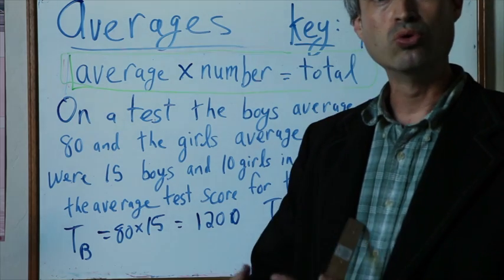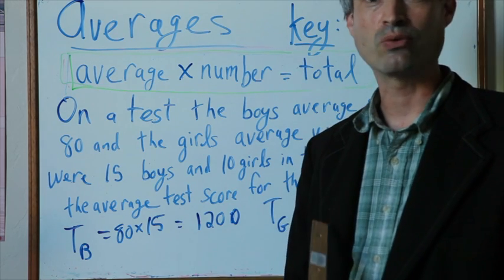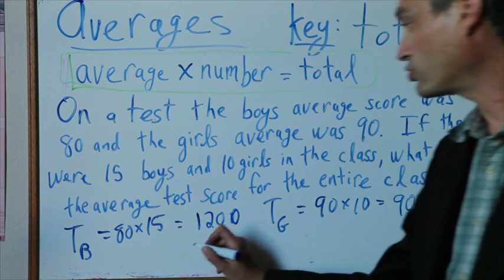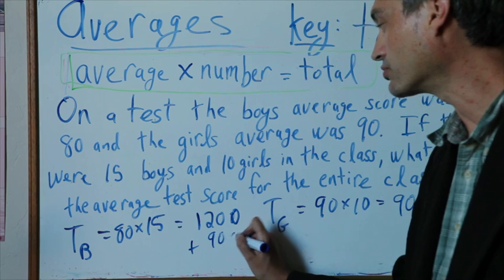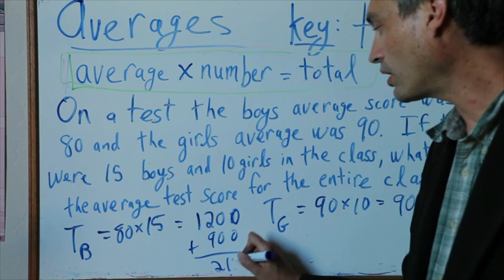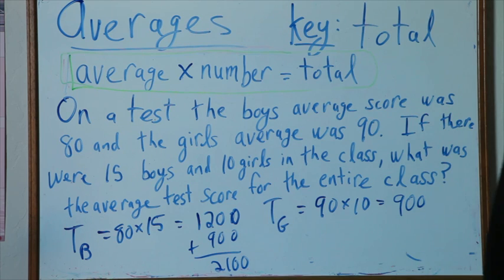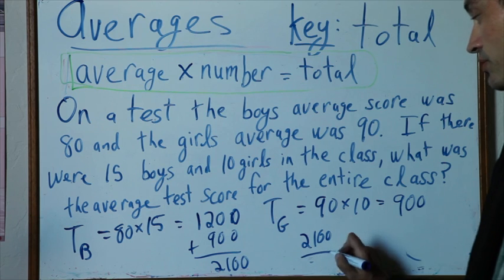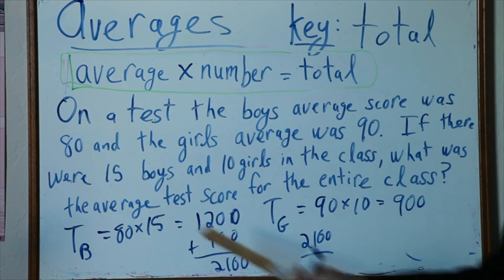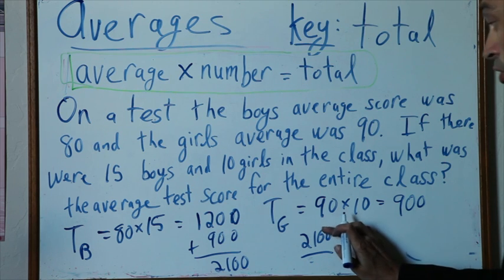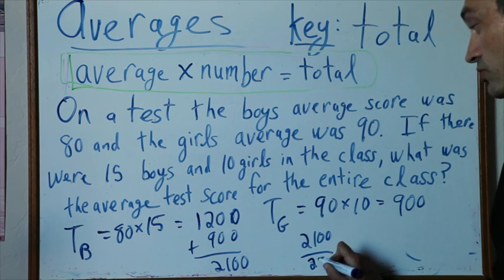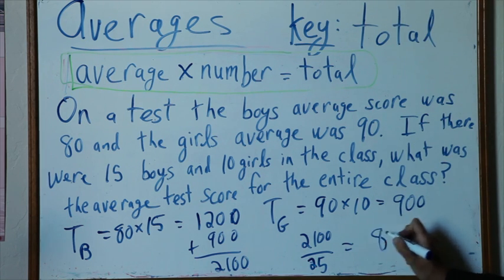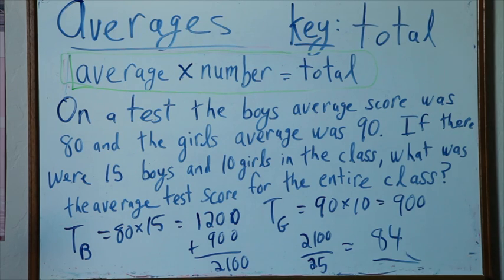Finally, we could pool those numbers together to find what's sometimes called the weighted average. This time, I'll add 1,200 plus 900 to get 2,100 total points in the entire room. And if 2,100 is the total, divide that by the fact that there were 15 plus 10, or 25 students in the whole room to find the average score for the room, 84 points.